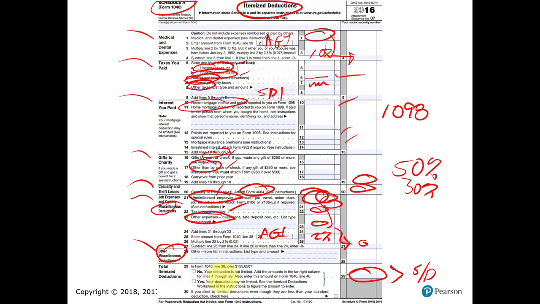This other miscellaneous, the most common one we see here is maybe gambling losses, but only to the extent gambling winnings are being reported. The gross winnings being reported back on the 1040 form. You can report gambling losses here to that extent. Not too common to use this bottom line down here. So we take a total, and we compare that to the standard deduction, and we take the larger of the two and report it back on the 1040 form.